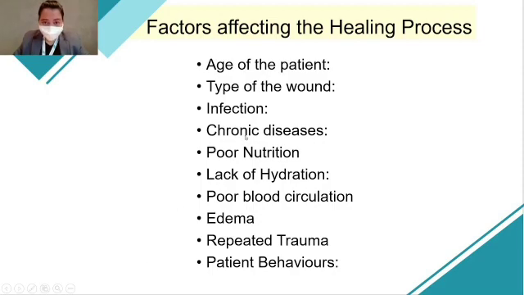Next is chronic diseases. Those patients who have DM or diseases affecting their circulatory system may have inhibited wound healing. Also, those patients who have poor nutrition and lack of hydration, this can affect cellular migration, decrease blood oxygenation, and seriously delay the healing process. Those patients who have edema, of course, it might increase the pressure on the blood vessels, resulting in poor blood circulation. Repeated trauma, if there is continuous re-injury, of course, there will be a delay in the healing process.